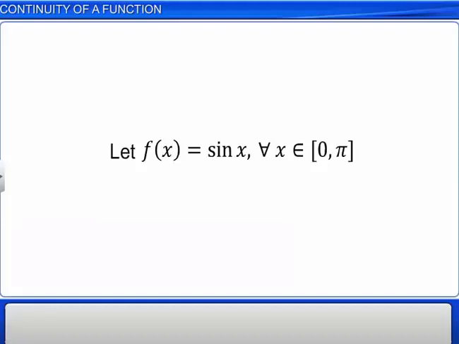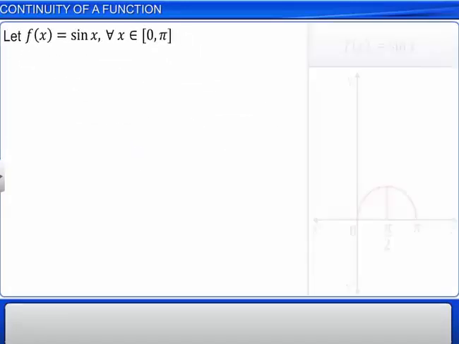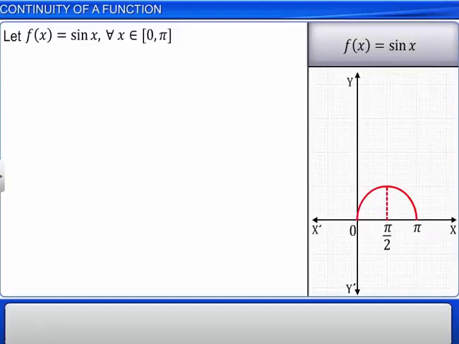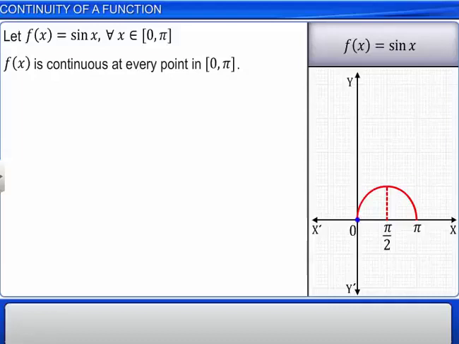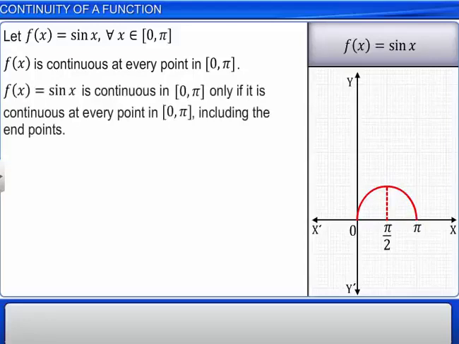Let's now check the continuity of the function f of x is equal to sin x in the closed interval 0, pi. The graph of the function in the closed interval is shown. It is clear from the graph that the function is continuous at every point that lies between 0 and pi. However, if we say that function f of x is equal to sin x is continuous in the closed interval 0, pi, then we need to show that it is continuous at every point in that closed interval. So let's check the continuity of the function at its endpoints.